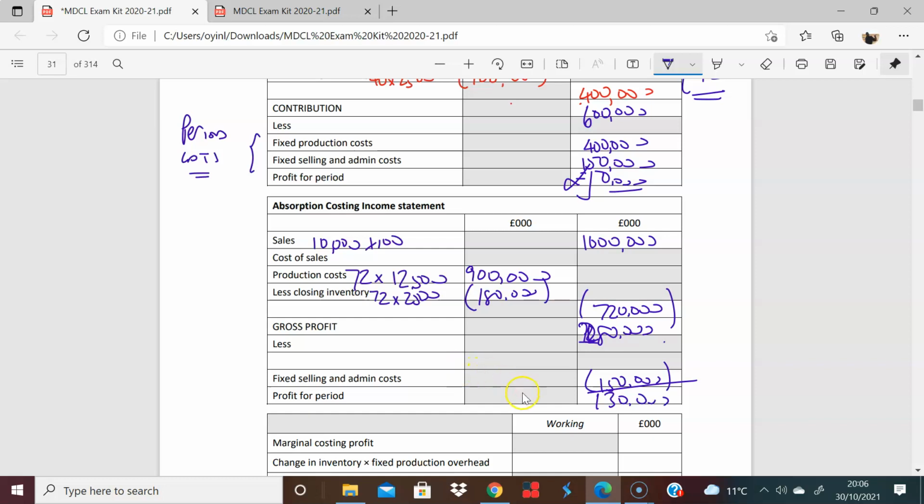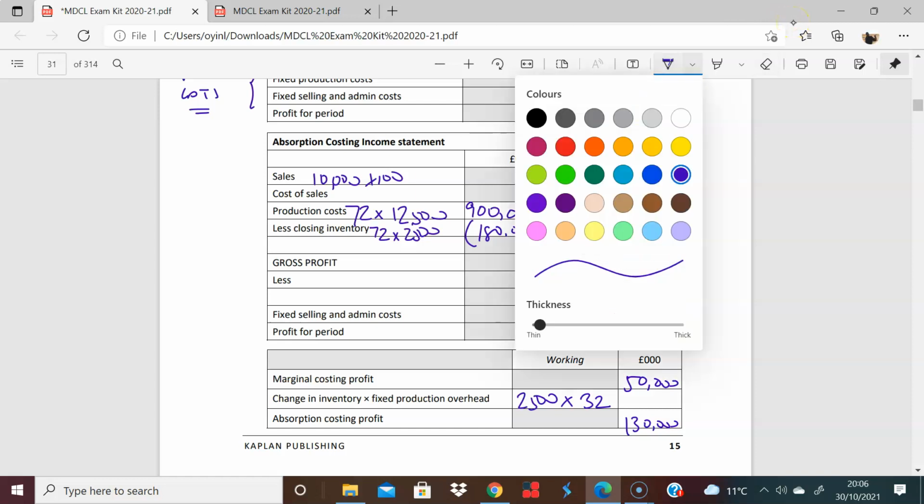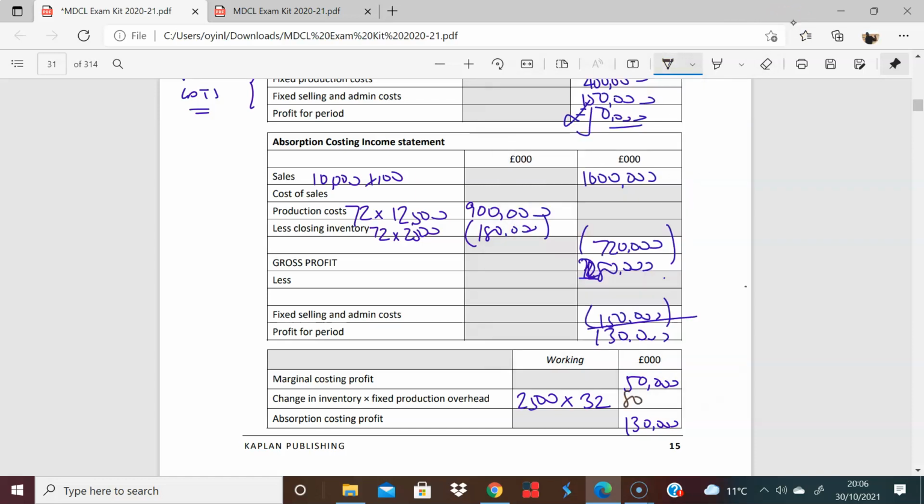So we clearly see, let's look at the profits. Profits from marginal costing, 50,000. Absorption costing profits are 130,000. So we have a difference. The change in production: you started with 0, and you finished with closing inventory of 2,500. You have your fixed production overhead of 32 that we calculated, and so 2,500 times 32 takes us to 80,000. You can see that's how you arrive at your difference.